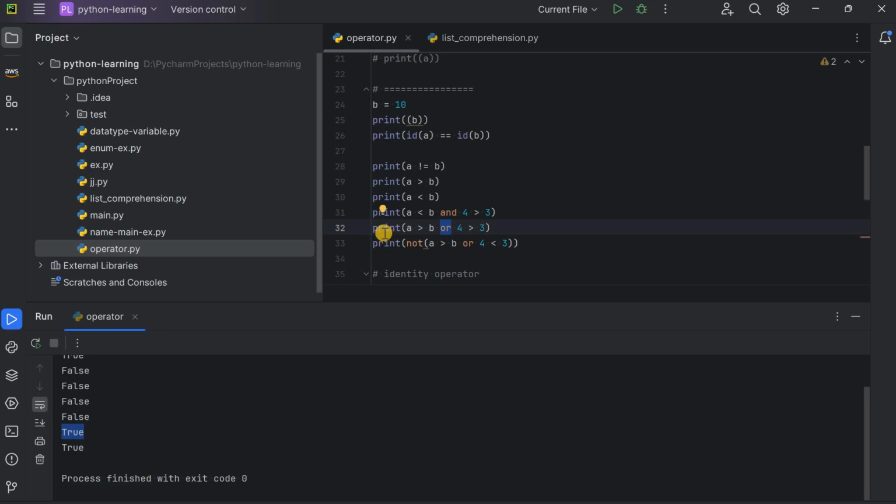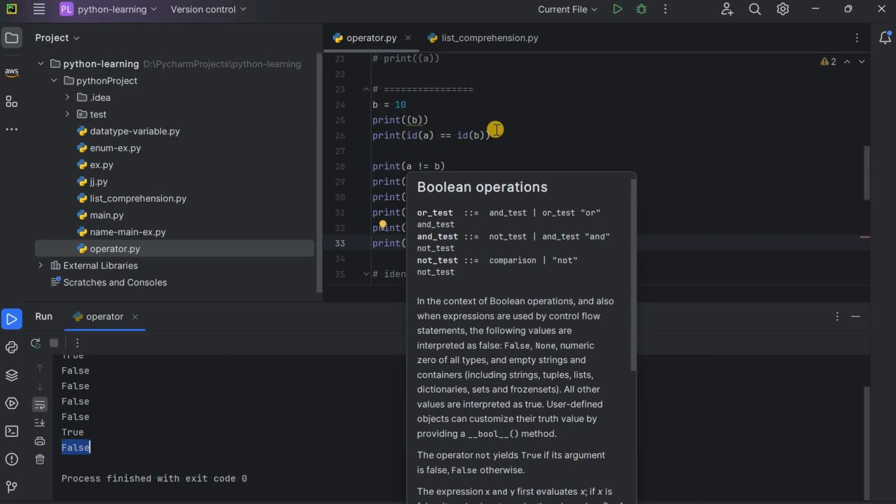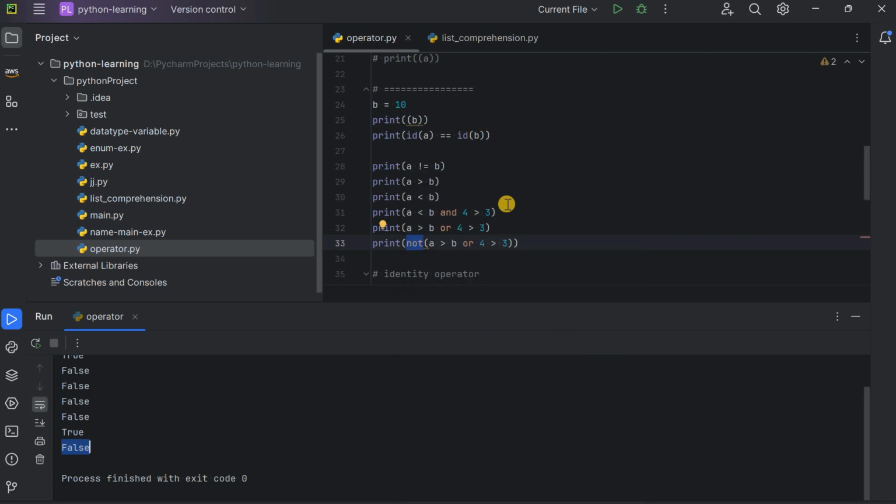Now if you want the same value to be true, I just copy this and paste this, and I use the not operator. So this is true. But if I execute this program again, that will be false. I hope you are able to understand the comparison operators, right?